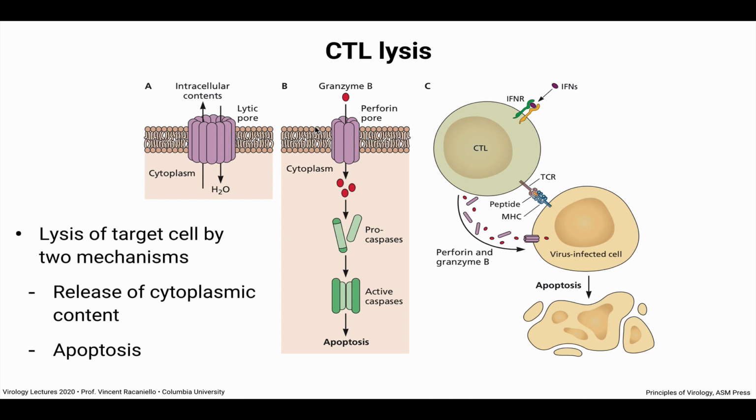These purple hot dogs can also make lytic pores in the membrane where the intracellular contents go out, and that helps to kill the cell as well. So two mechanisms: release of cytoplasmic contents through these lytic pores and apoptosis stimulated by granzyme B. That's how CTLs kill infected cells. It's a very effective mechanism, and that's why many viruses antagonize it.